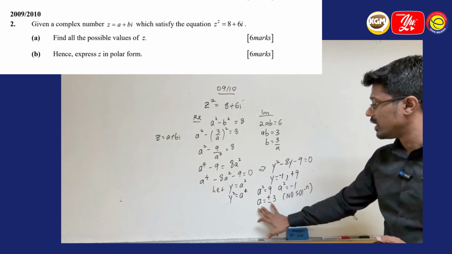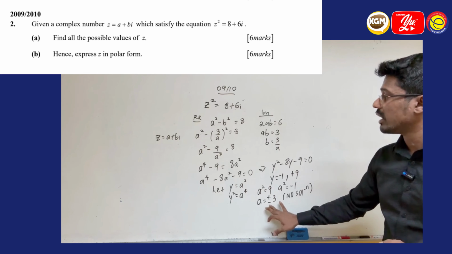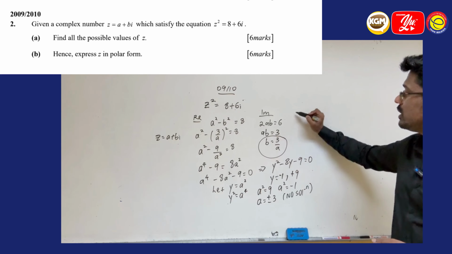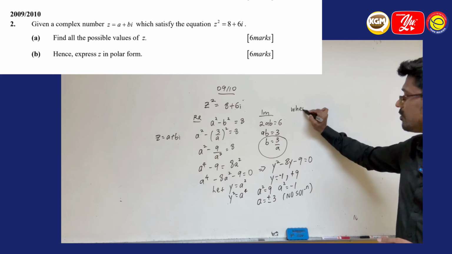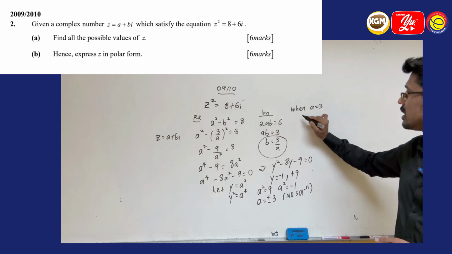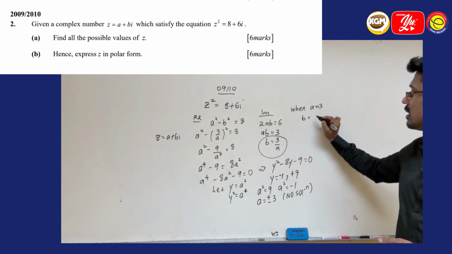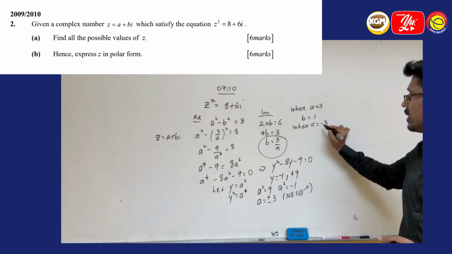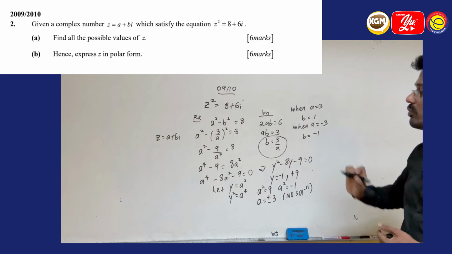So I got two values of a. For these two values of a, I can go and find my value of b using this. You need to write: when a equals 3, b is going to be 1. When a is equal to negative 3, b is going to equal negative 1.